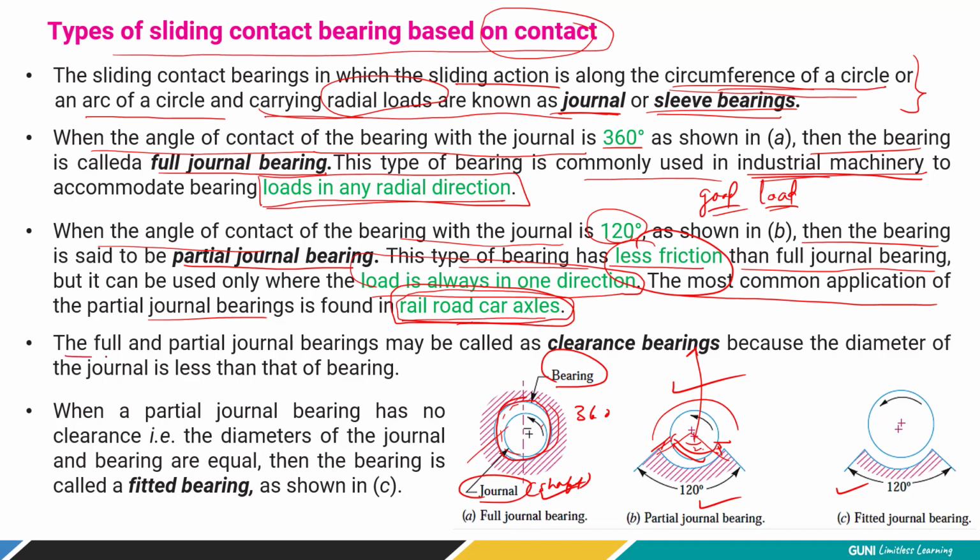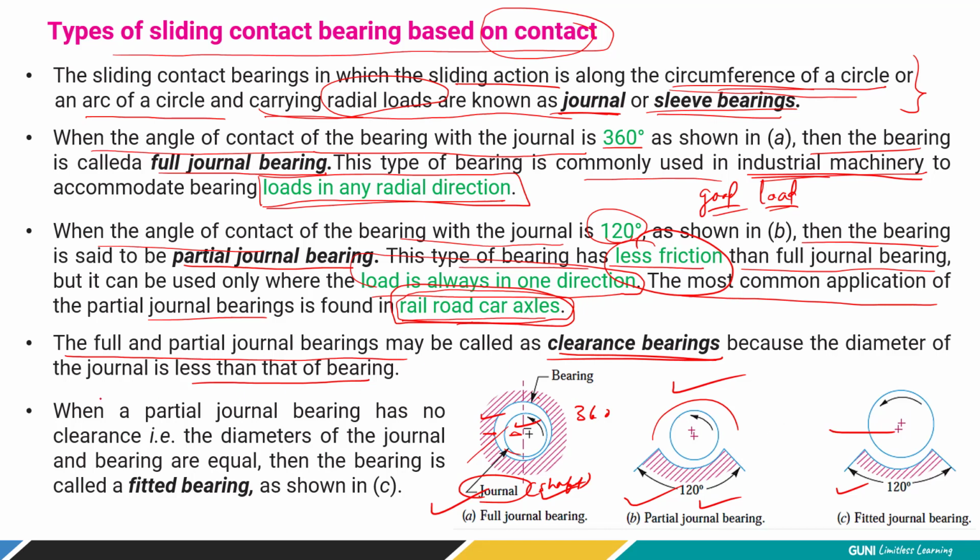Now, third: the full and partial journal bearings may be called clearance bearings. These two, the first option, full and partial journal bearings, are also referred to as clearance bearings because the diameter of the journal is less than that of the bearing. Definitely, to allow the use of lubricating oil and free motion, you have to have some clearance, or dimension difference, between the shaft and the bearing. Because of that clearance, these two bearings are referred to as clearance bearings.